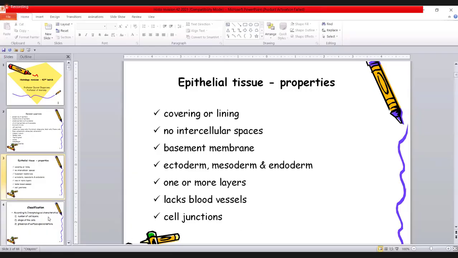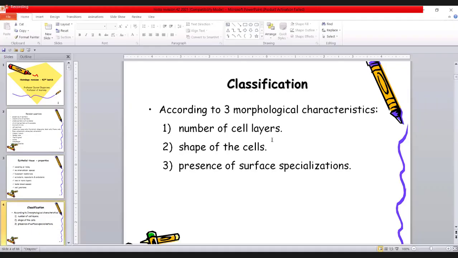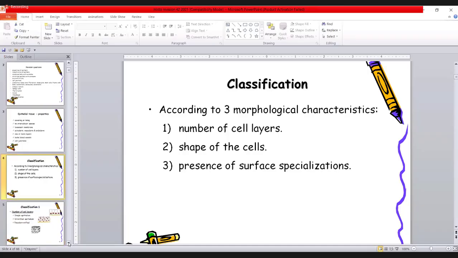Shape. Depending on the number of cell layers, we say simple or stratified. Yes. So the first basis is number of cell layers. If there's one cell layer, you call it simple. More than one, stratified. Then the shape of the cell. Second classification is depending on the shape of the cells. Third classification is presence of surface specializations, depending on the surface specializations.